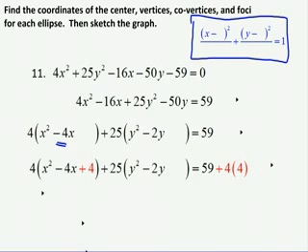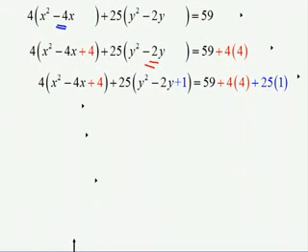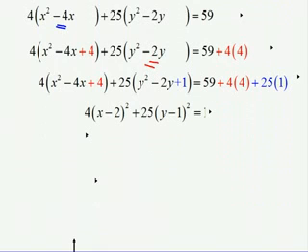Next, I'm going to be taking half of the 2 from the 2y and squaring it, and that's going to be 1. And when I put a 1 in the parentheses, I'm really increasing that left side by 25 times 1, so I also need to increase the right side by 25 times 1 to match it. Now, when I factor, we're going to get 4 times x minus 2 squared plus 25 times y minus 1 squared, and all that stuff on the right adds up to 100.